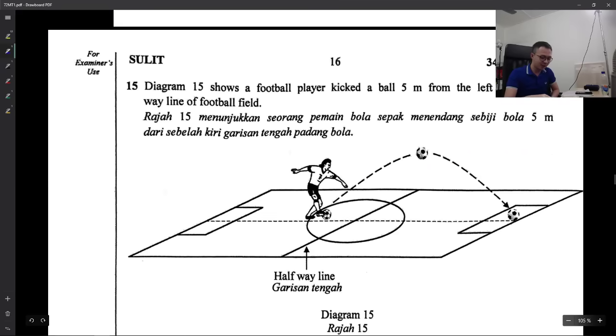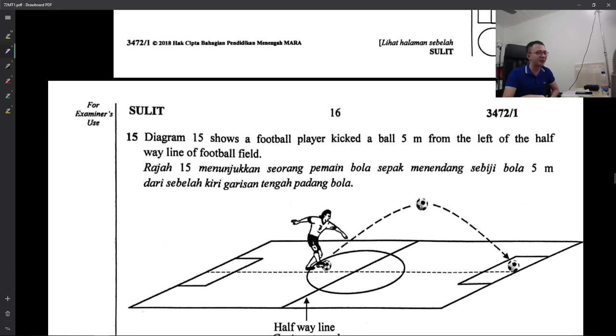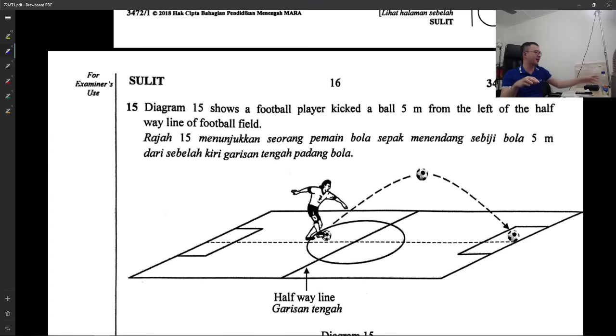Next question. Okay, this question is a little bit hard also, but I will try my best to explain. But I'm not so sure my answer is correct also. If some of you got the answer, please let me know.